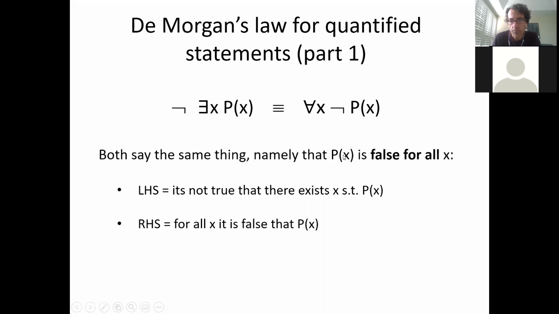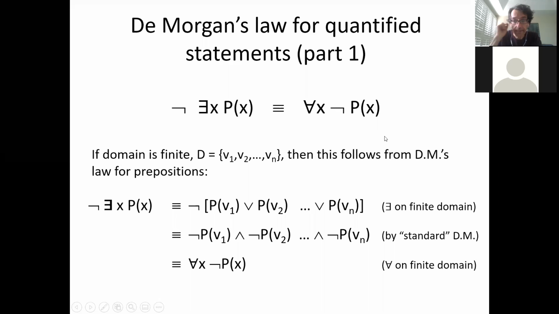Well, one way to say it is that it's not true that there exists some argument that satisfies it. Another way to say it is that for all arguments, the argument fails this proposition. The proposition with this argument is false. It is the same thing. It's two ways of seeing the same thing, and you can actually see it.